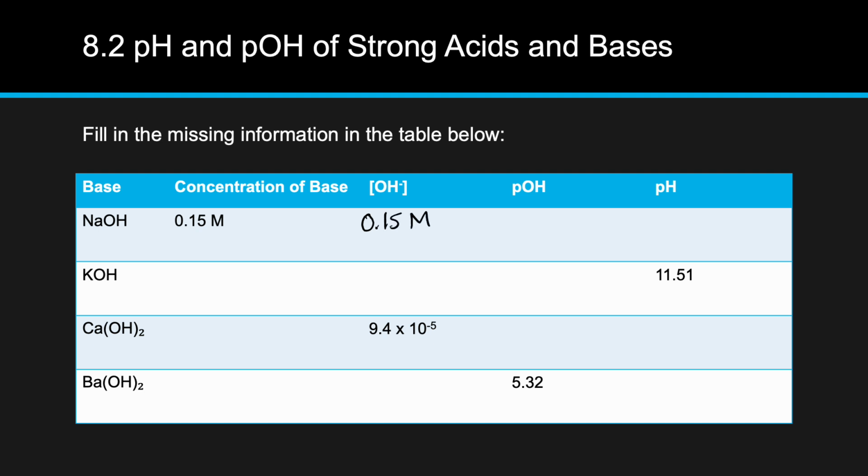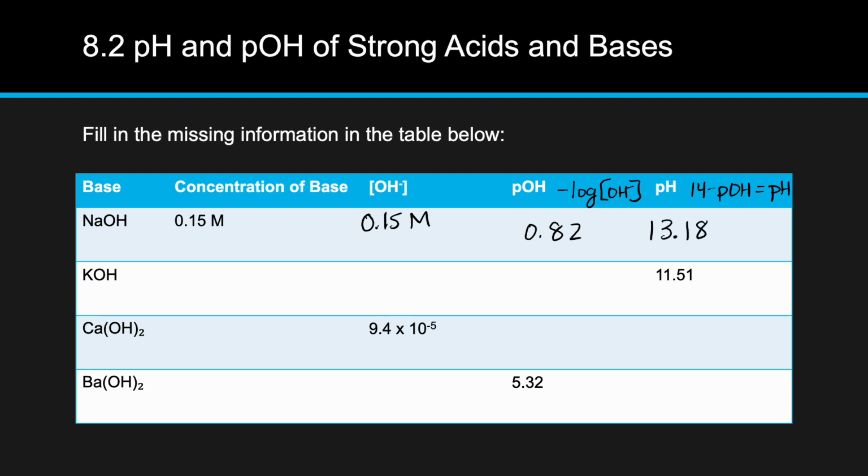To get pOH, remember that's just going to be the negative log of your concentration of hydroxide ions. So we're just going to take the negative log of 0.15, and that is going to give us 0.82. And then to calculate pH, we're just going to take 14 minus the pOH. So 14 minus 0.82 is going to give us 13.18.